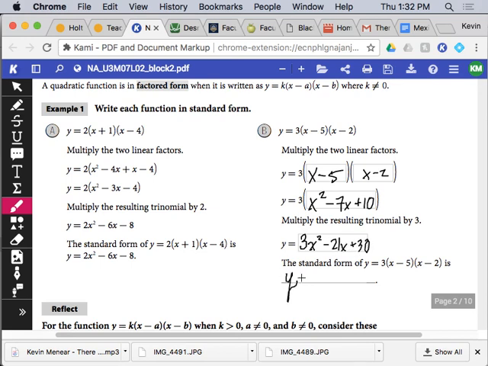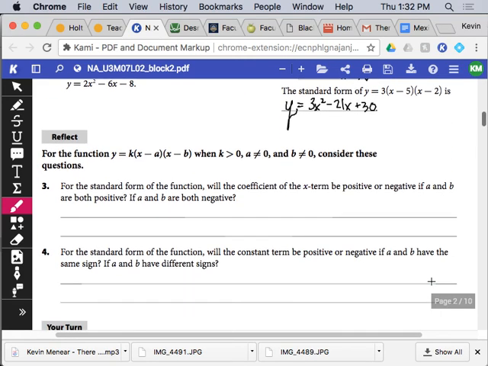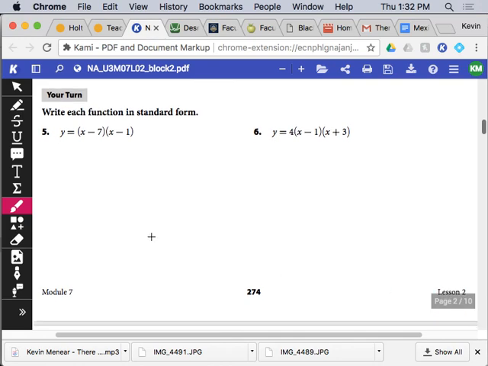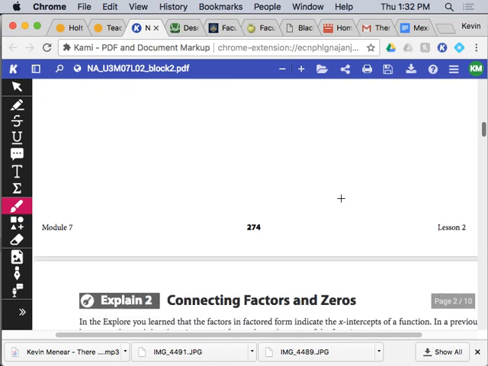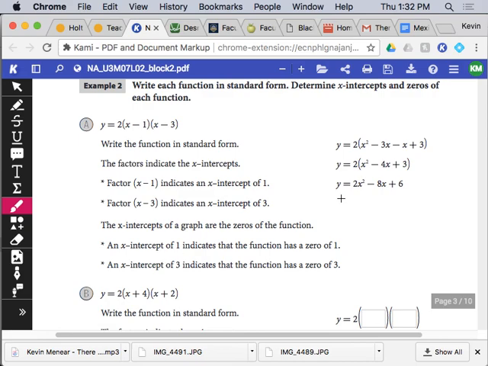So in standard form, the function is 3x squared minus 21x plus 30. Any questions? Okay, cool. All right, so 5 and 6 are practice questions, if you want to go ahead and do those.